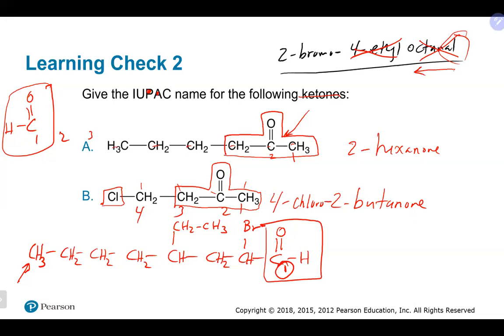But if you did happen to draw it the other way and put the functional group on the left-hand side, then that would move the carbon number 1 over there, but it's still that functional group that's the carbon number 1. Yep. Other questions?